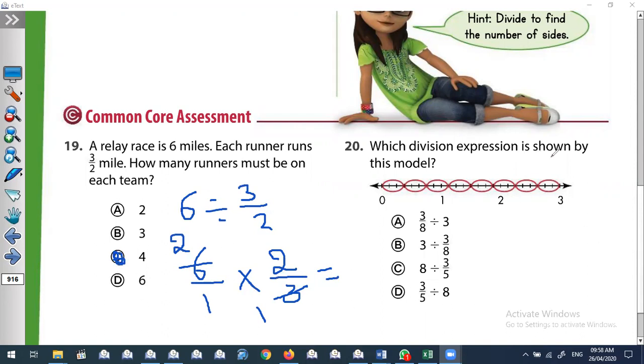Which division expression is shown by this model? This model, the final number is 3. So it will be 3 divided by 3 over 8, because here we have 1, 2, 3, 4, 5, 6, 7, 8 parts. And we have 1, 2, 3. So it will be 3 divided by 3 over 8. You have to start with 3.